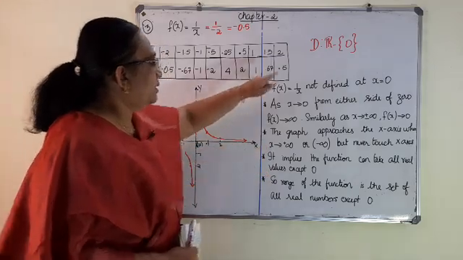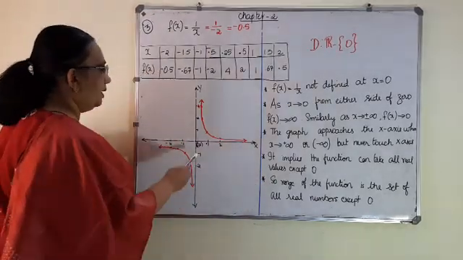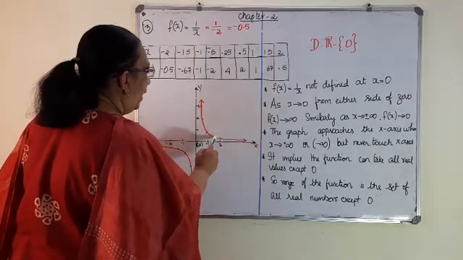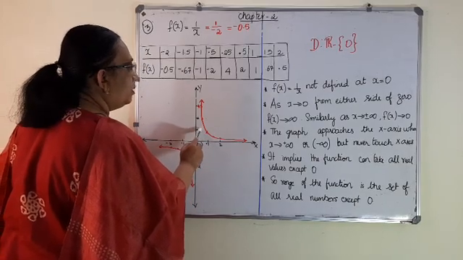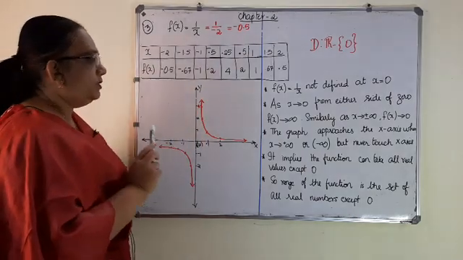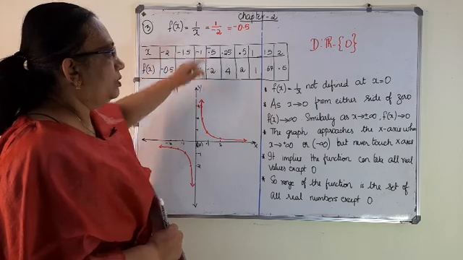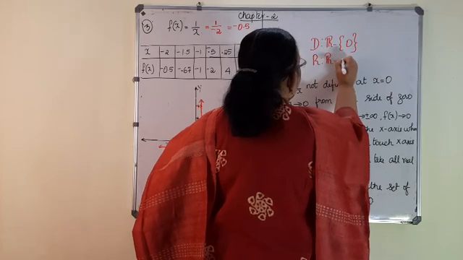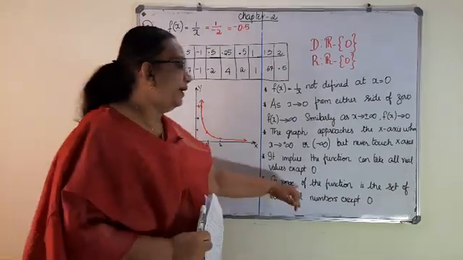So the domain is the set of all real numbers except the value 0. Similarly, for the range, as x is coming nearer to 0, f of x is tending to infinity. It never becomes the value 0 because 1 by x is never 0. So the range of the function is the set of all real numbers except 0.